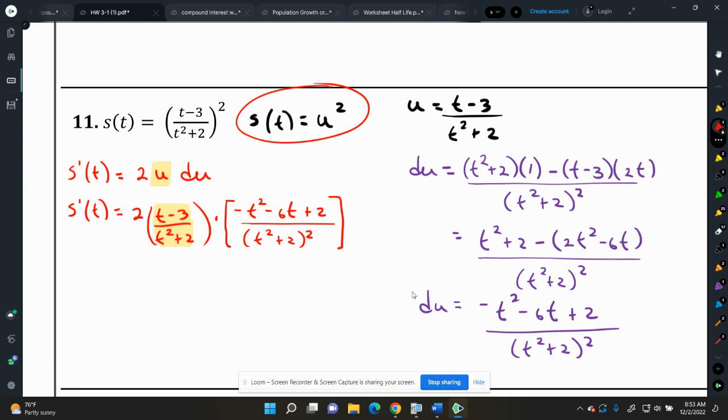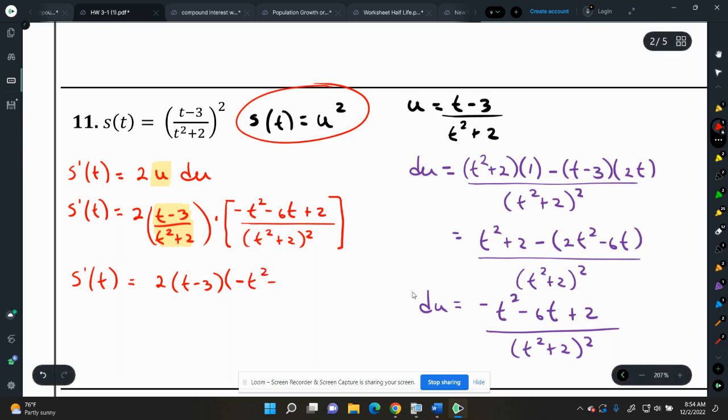Okay, so on this one, we can simplify this a little further. I'm going to go ahead and multiply my denominators. So I have 2 times t minus 3 times negative t squared minus 6t plus 2 over t squared plus 2 to the third.